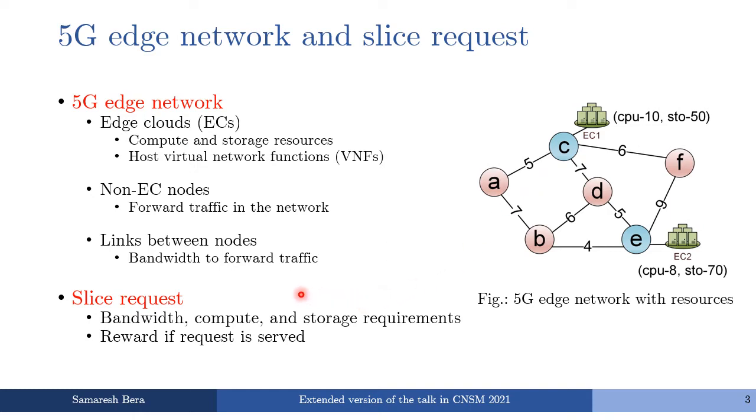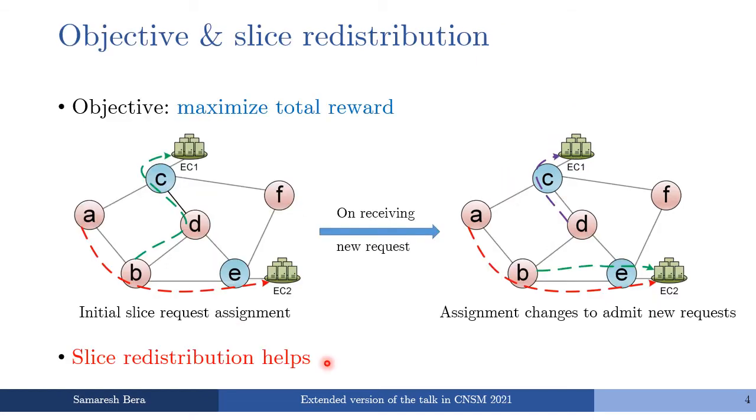We have slice requests with bandwidth, compute, and storage requirements. Also, the slice request is associated with a reward if the request is served by the network operator. So our objective is to maximize the total reward by serving the incoming slice requests based on the available network resources and the slice-specific requirements in terms of bandwidth, compute, and storage.